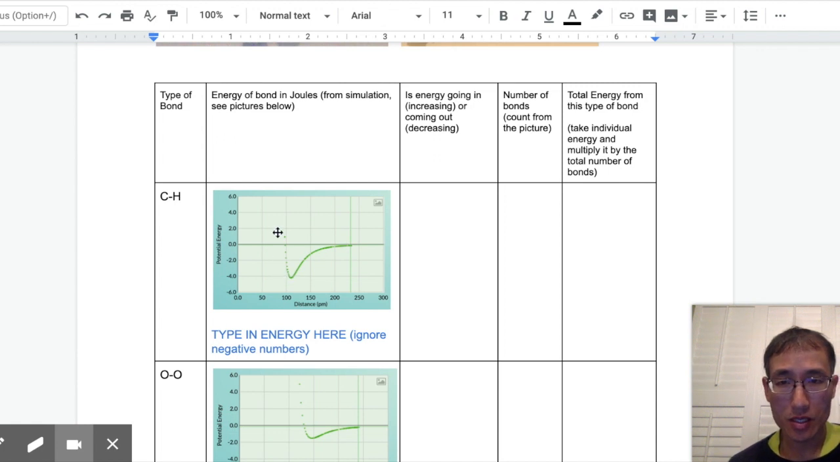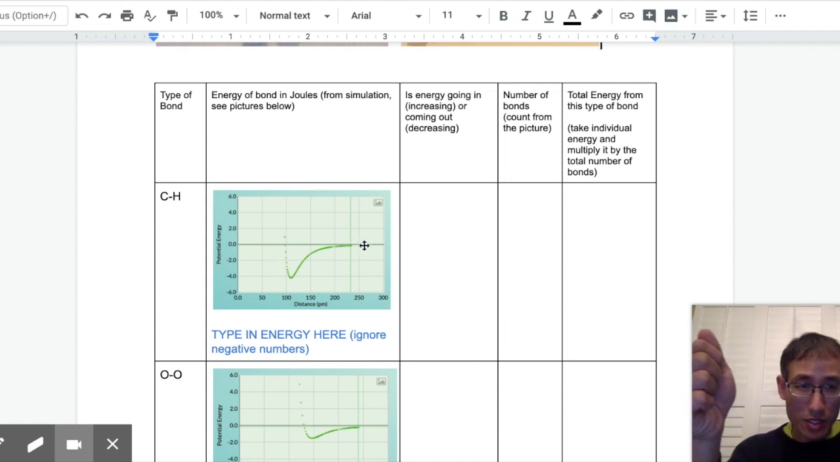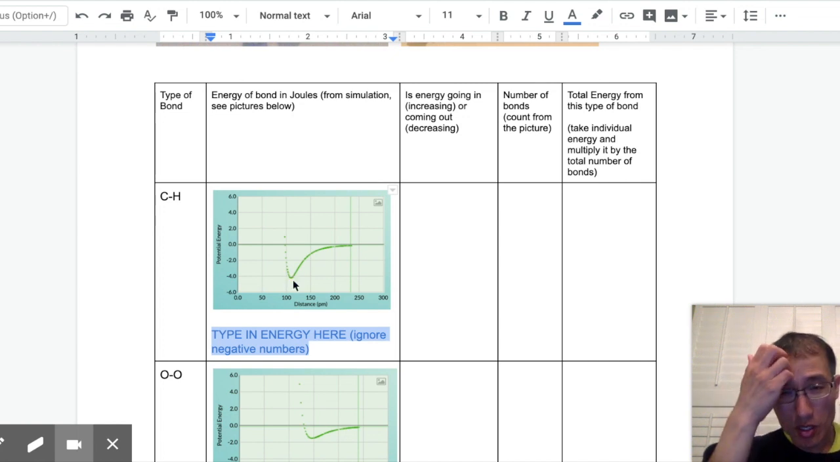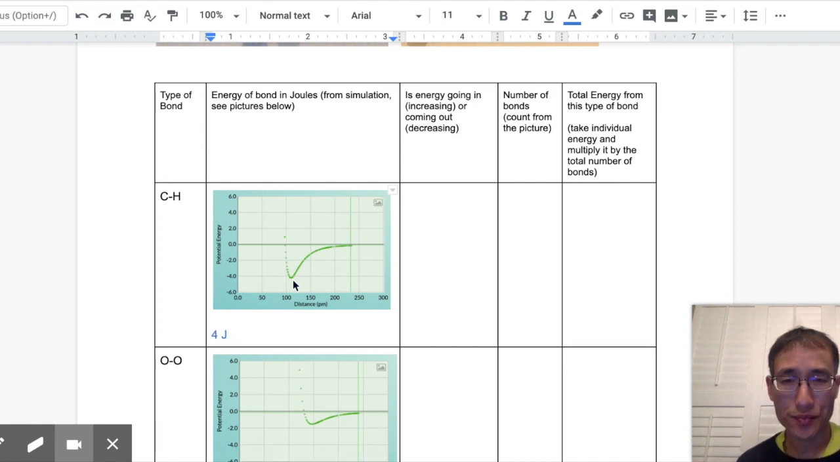But remember, this CH bond minimum is down here. When they're far apart, the atoms are out here. When they are close together, they're here, and this is where they are bonded. So now we're going to break them apart. How much energy is that? Well, we're going to take this, and this is at about -4, but we're going to ignore the negative numbers and just go 4 joules here. So I'm going to type in 4 joules. And is the energy increasing or decreasing as we do this?